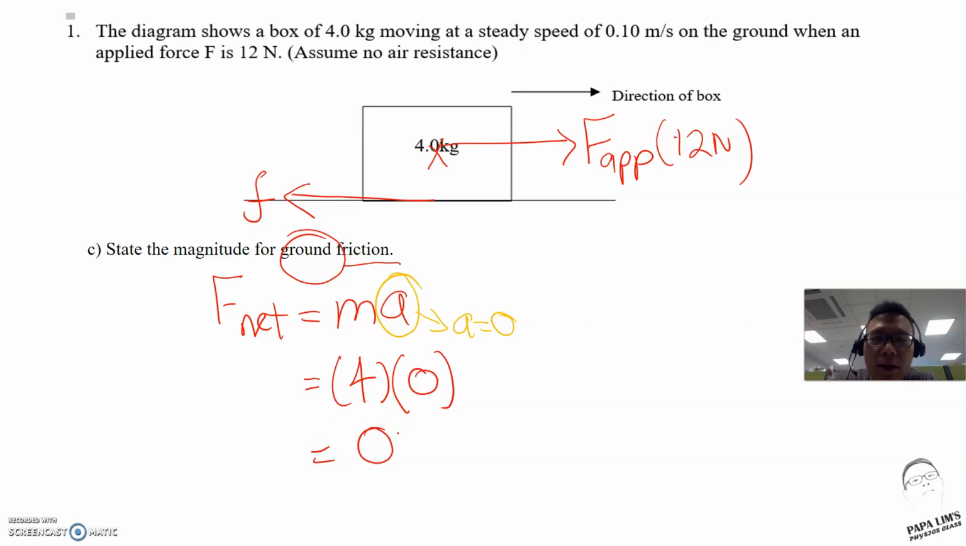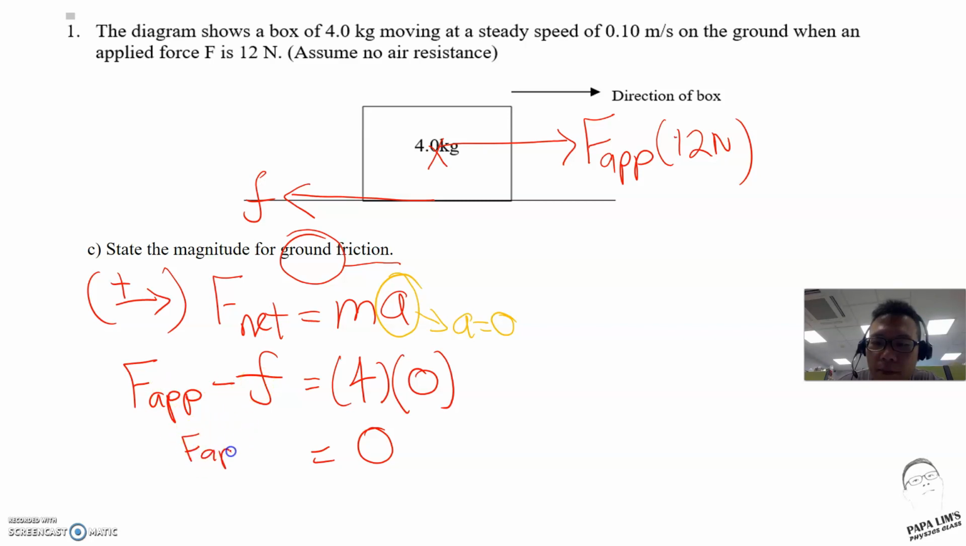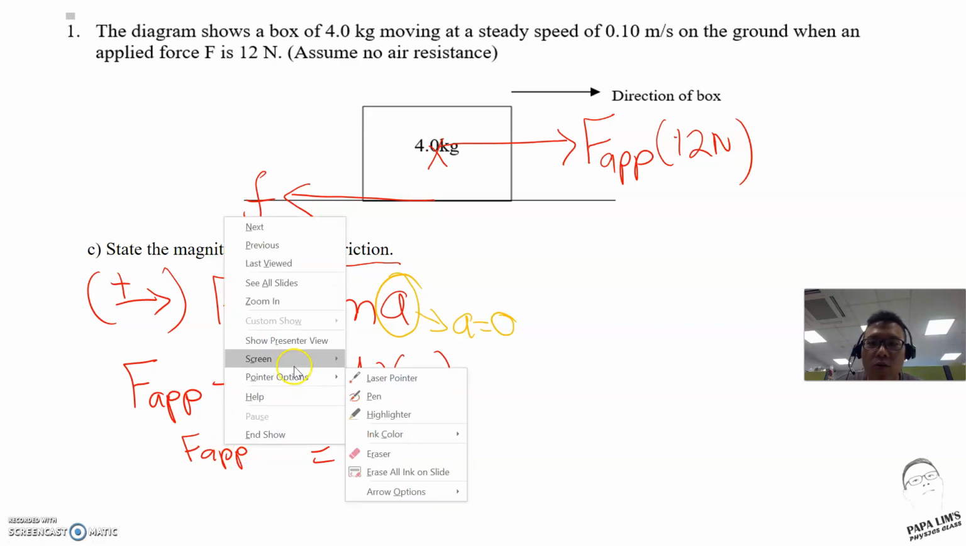For the left hand side, F net refers to the sum of forces on the horizontal axis. We take right as positive because the object is moving right. So F net will be F applied minus the friction. These two are the horizontal forces. Based on the question, F applied is actually 12 Newton.